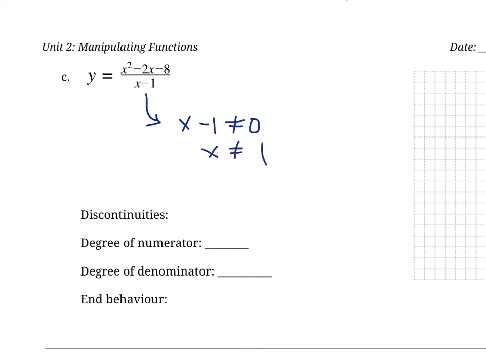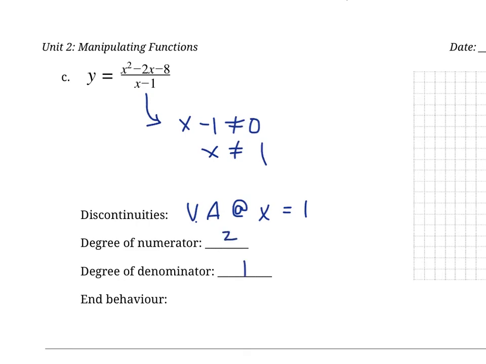Do we really have to factor the numerator? Not to find any discontinuities. That might help us for graphing a little bit later, but we're not worried about that right now. So in terms of the discontinuities, is this x equals 1 going to be a vertical asymptote or a hole? So again, does it appear in our final equation? Yeah, it does. So it looks like it's going to be a vertical asymptote, right? So we would say it's a vertical asymptote at x equals 1. The degree of the numerator is 2. The degree of the denominator is 1.